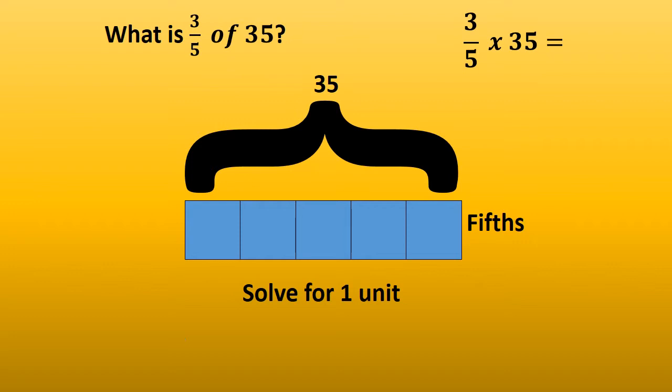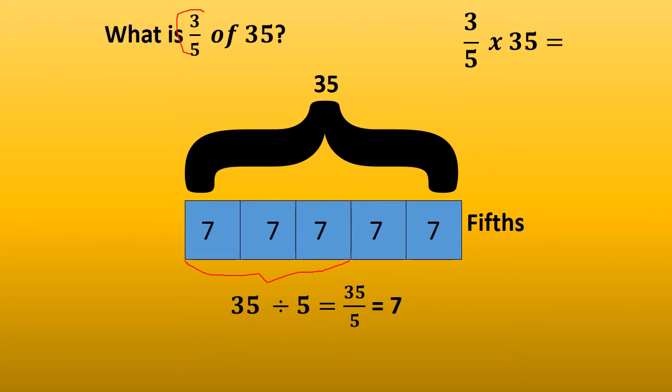Now we're going to solve for the unit of 1, and we do this by writing our standard division sentence. 35 divided by 5, rewritten as a fraction, is 35/5. So we know that 1/5 of 35 is 35/5. Now we know that 35/5 is also equal to 7. So we know that each unit will now be equal to 7.